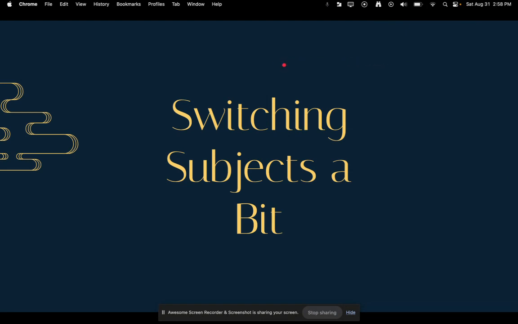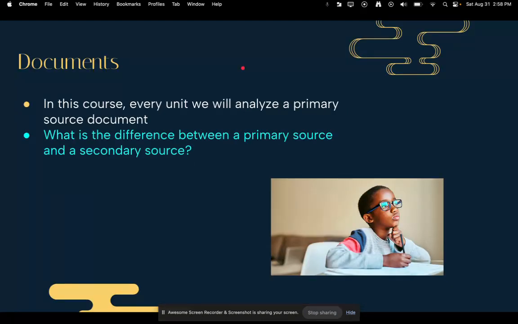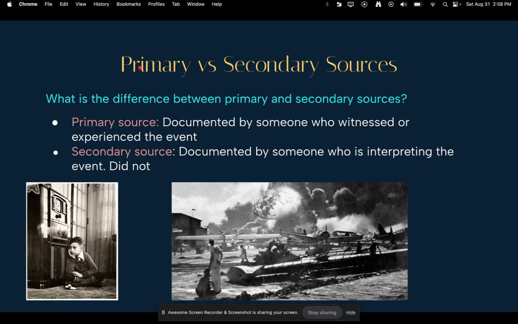All right, now we're going to switch subjects just for a little bit. So documents. In this course, every unit, well, mostly every unit, we will analyze a primary source document. So here's a question. What is the difference between a primary source and a secondary source? A primary source is documented by someone who witnessed or experienced the event. A secondary source is documented by someone who is interpreting the event. They did not see it for themselves.